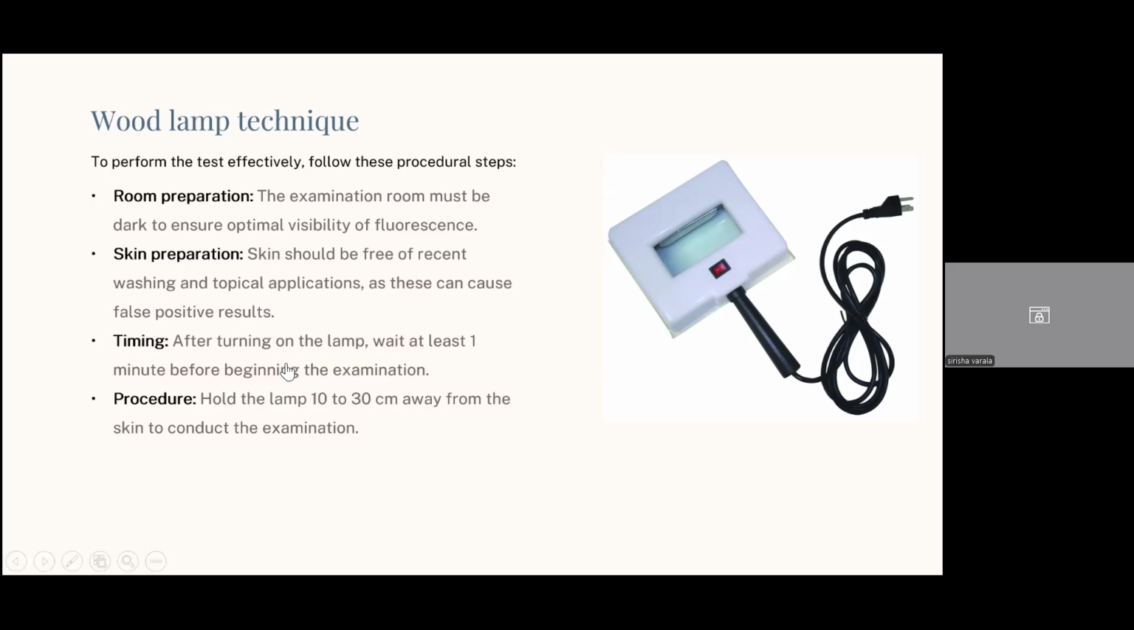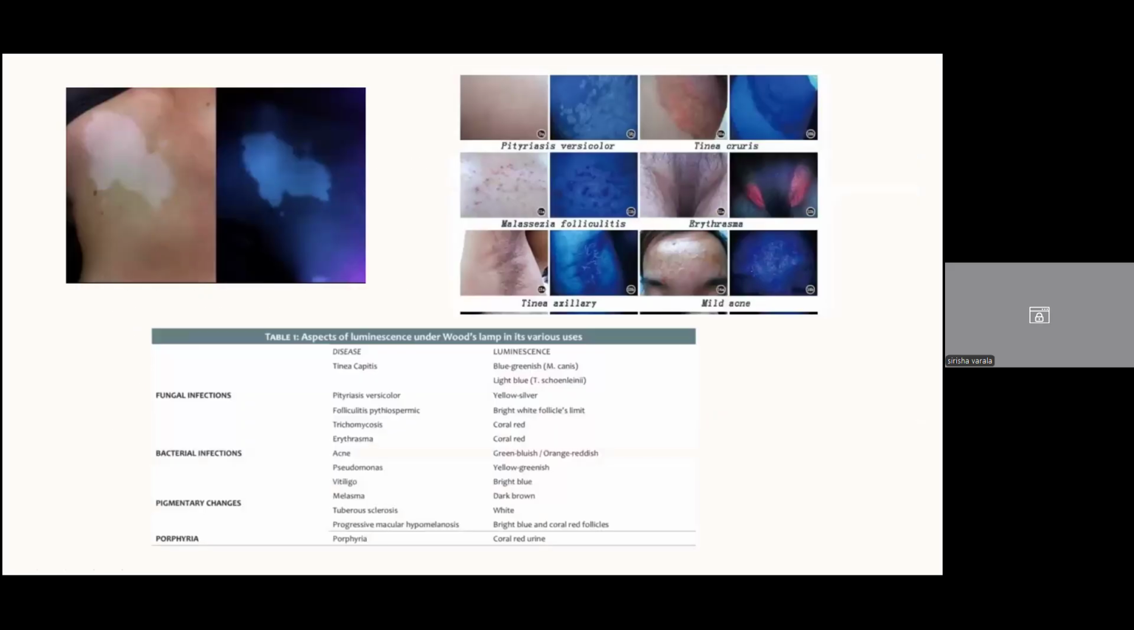After turning on the lamp, you wait for at least a minute before beginning the examination. Hold the lamp at least 10 to 30 centimeters away from the skin and conduct the examination. This is how we use it more commonly for vitiligo. A vitiligo patch gives a nice blue fluorescence, almost diagnostic for vitiligo, and very helpful to differentiate from conditions like versicolor, where it looks white but there is no fluorescence.